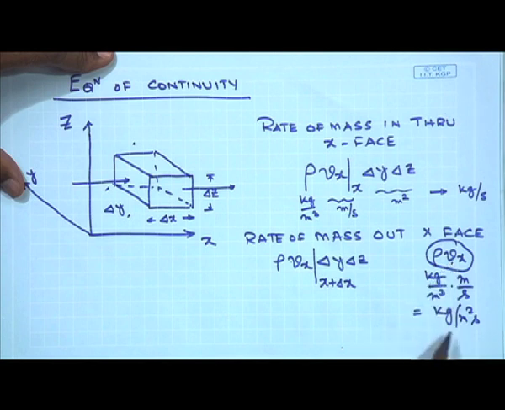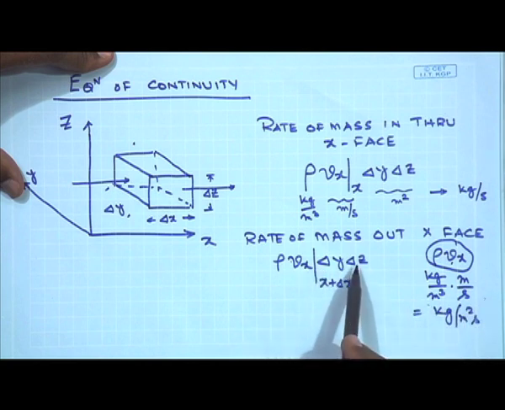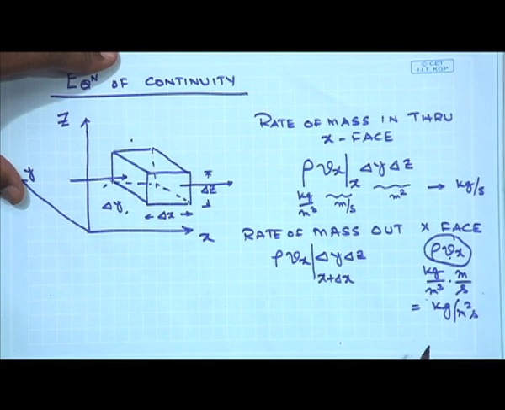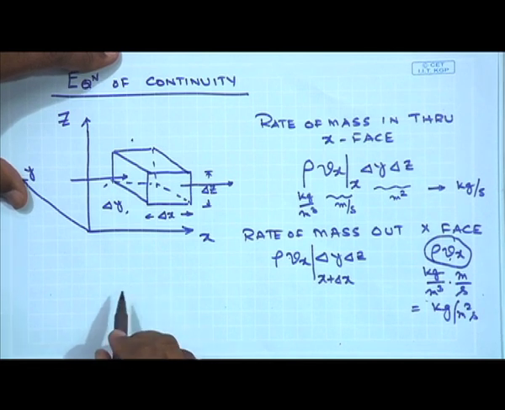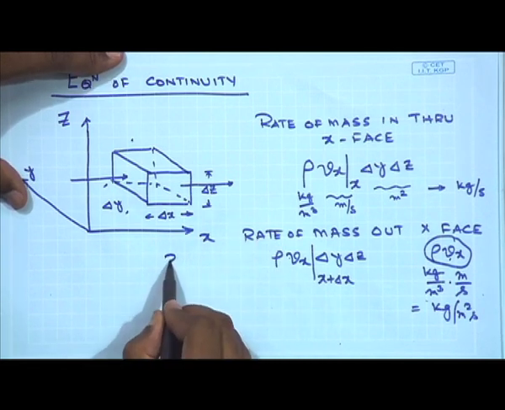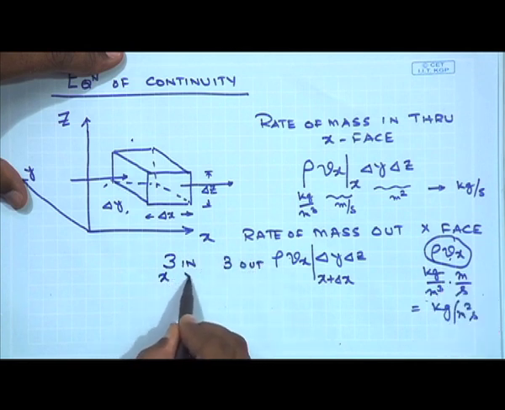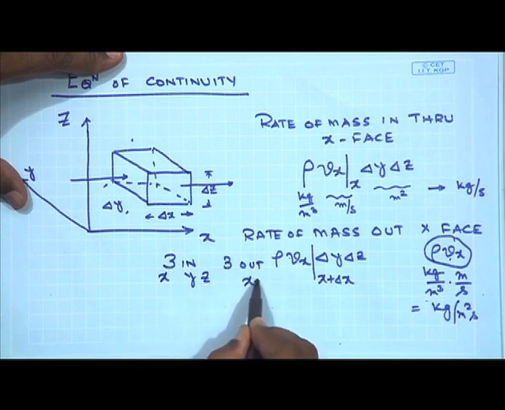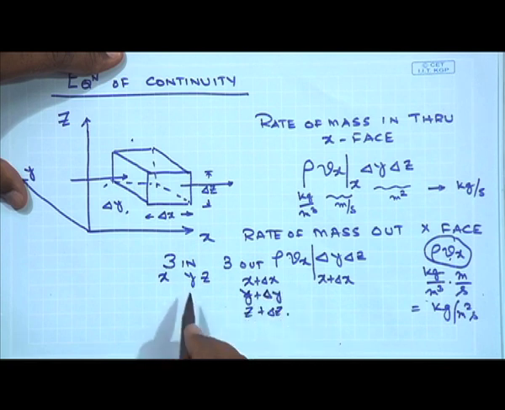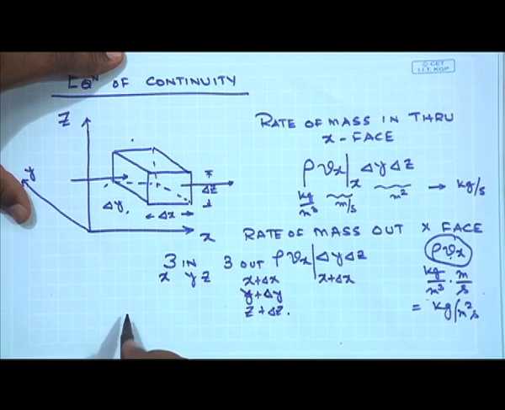So this mass flux, since it's kg per meter square per second, when multiplied by the corresponding area, would give you kg per second, or the rate of mass coming in to the control volume. As a result, you are going to have 3 in terms and 3 out terms. The in are at x, y and z phase. The out are going to be at x plus del x, y plus del y and z plus del z phases.